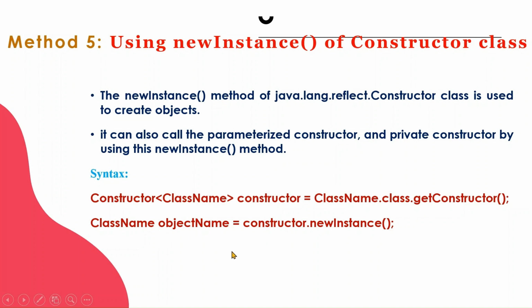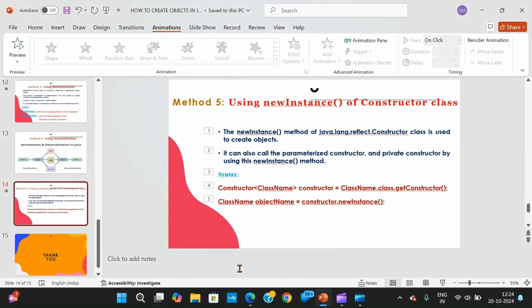Now these are the 5 possible ways to create an object in Java. Now I'll show the demonstration of the applications of all these 5 methods.